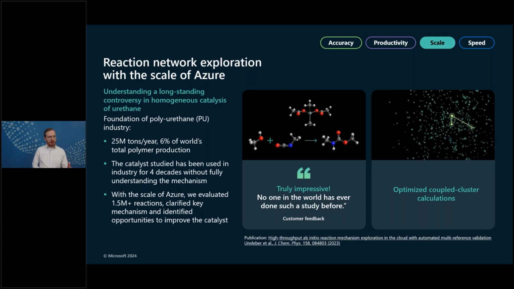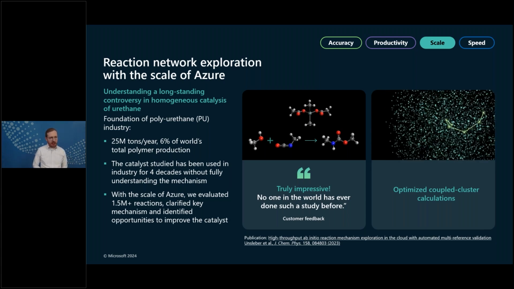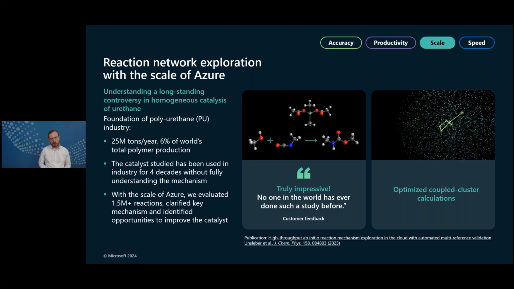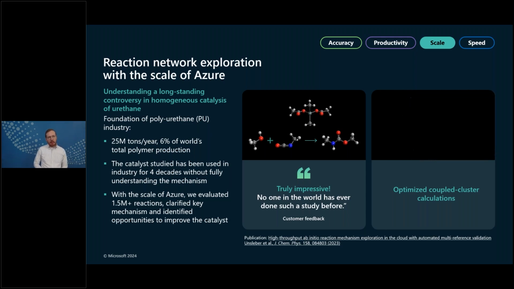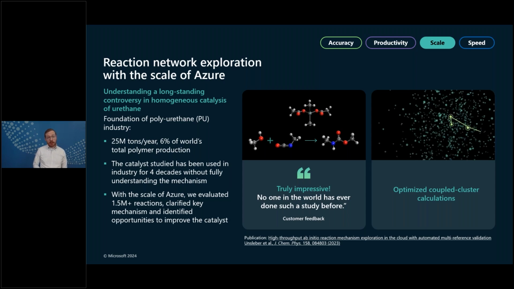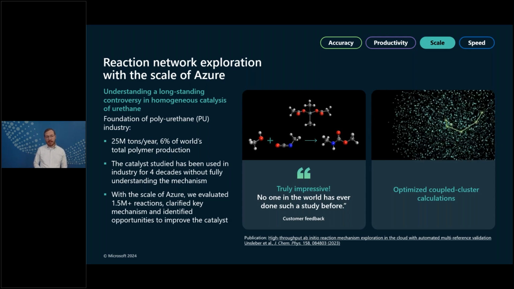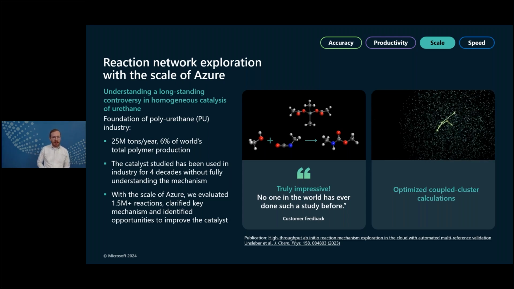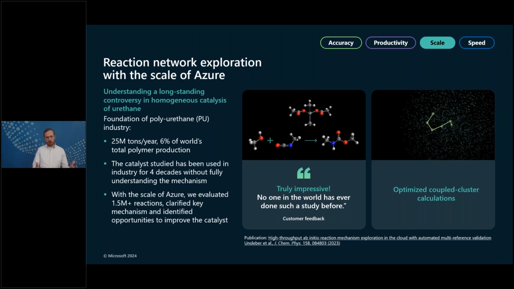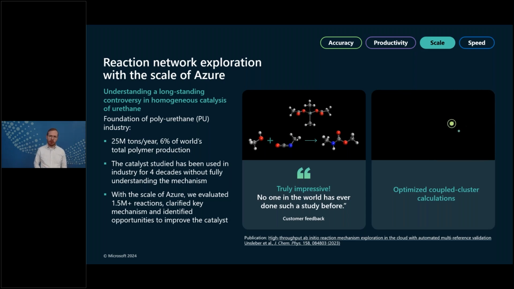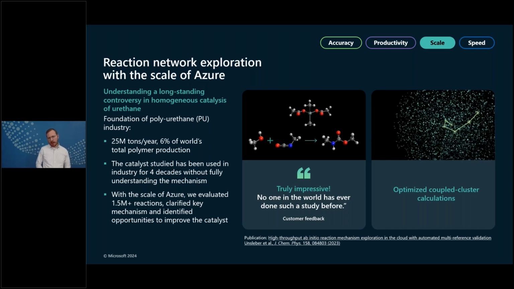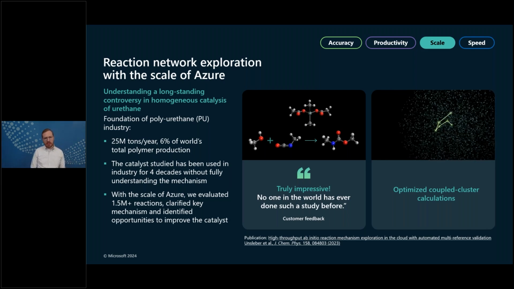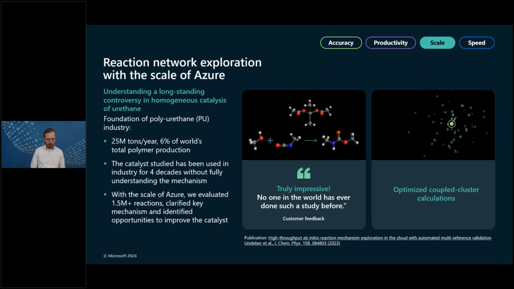And so this reaction is very important. It's relevant to the polymer industry. Over 25 million tons a year of polyurethane get produced. But the actual mechanism is very controversial. So 40 years of debate has taken place in the scientific literature. And with this tool, in one run, we're able to recover the two known mechanisms from literature, but also propose a novel third by evaluating 1.5 million possible steps. And the customer feedback there was this was truly impressive and really a world first.